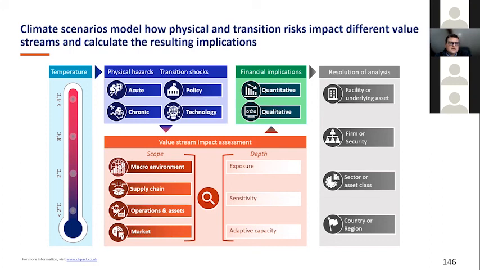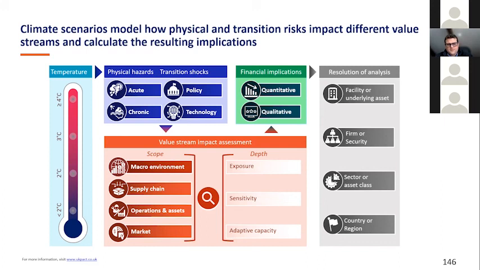So here you can see again that it speaks to physical hazards and transition shocks and the different variables, both in terms of quantitative and qualitative financial implications, as well as the resolution of analysis. So for example, what about the underlying instrument or investment or asset? What about security or insurance for such an asset? What about particular sectors or asset classes at greatest risk? And of course, when one considers risk from an investor perspective, you're also looking at country or sovereign or regional risk. And climate risk and climate scenarios are going to factor across all of these elements.